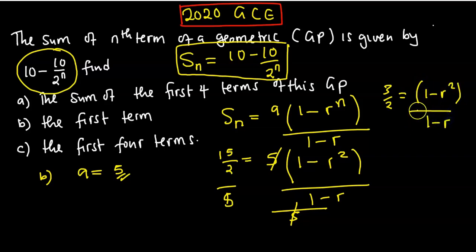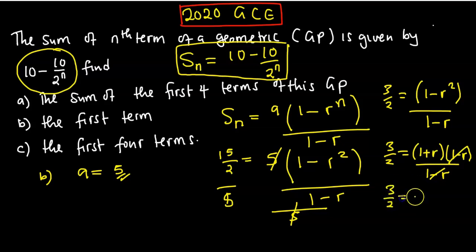So here now we're going to use the concept of difference of two squares for this part. So this top part can be written as 1 plus r, then 1 minus r, then divided by 1 minus r. This and this will go, then you are remaining with this. So 3 over 2 equal to 1 plus r.